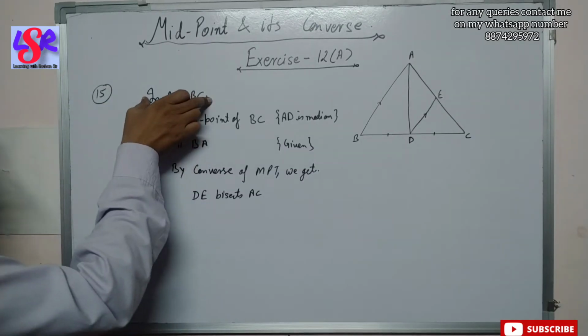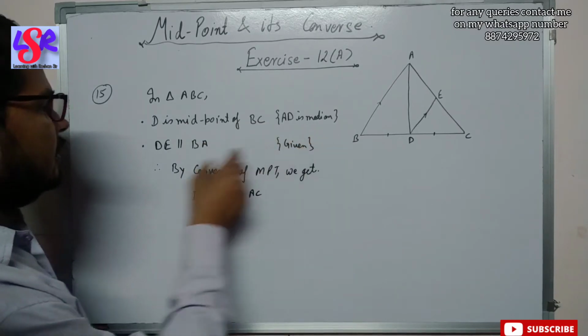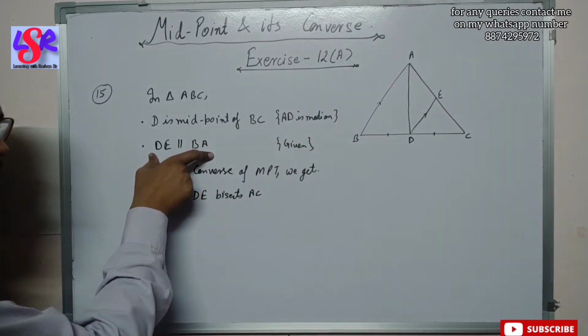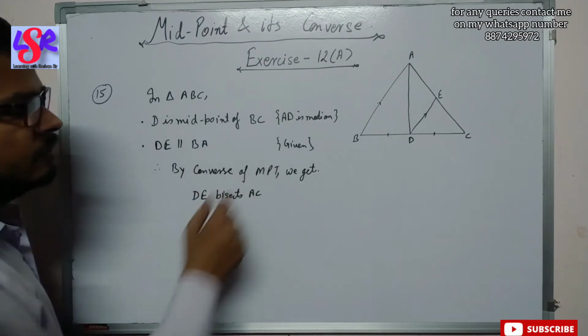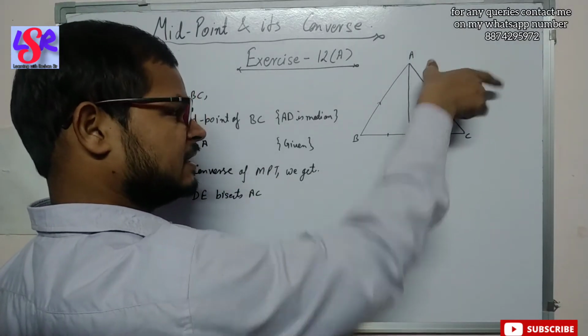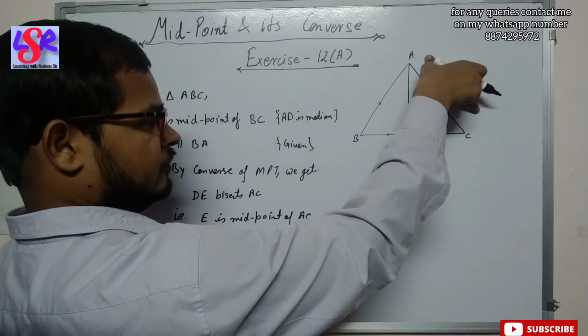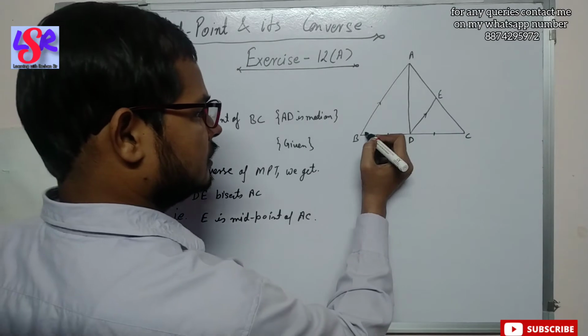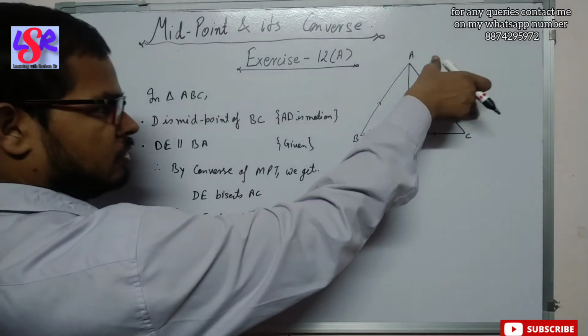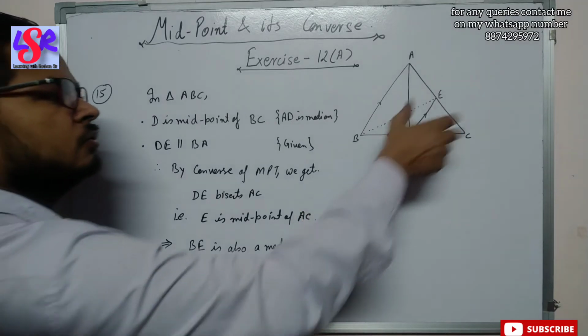Now in triangle ABC, we have D is midpoint of BC as AD is median. Then we have DE parallel to BA. It was given to us. So by converse of midpoint theorem, we have got DE bisects AC. DE bisects AC means E is a midpoint of AC. As E is a midpoint of AC, we can call BE also a median. Therefore BE is also a median from B to the side AC.